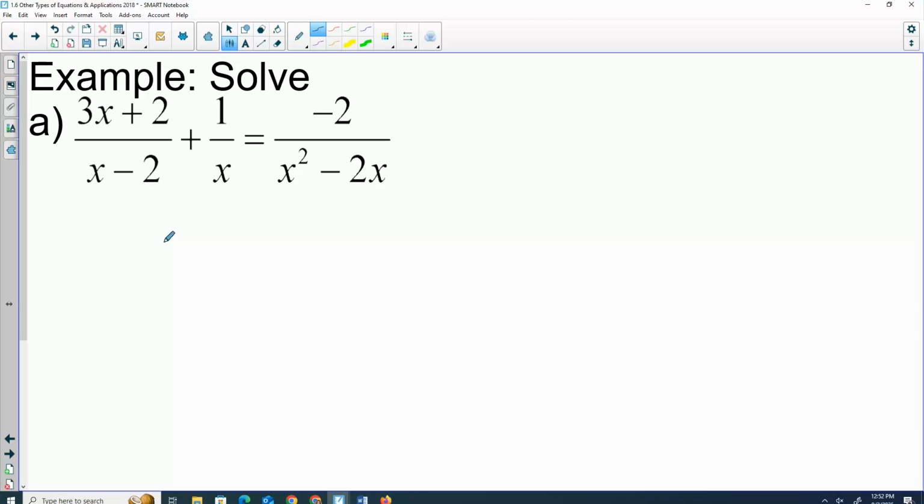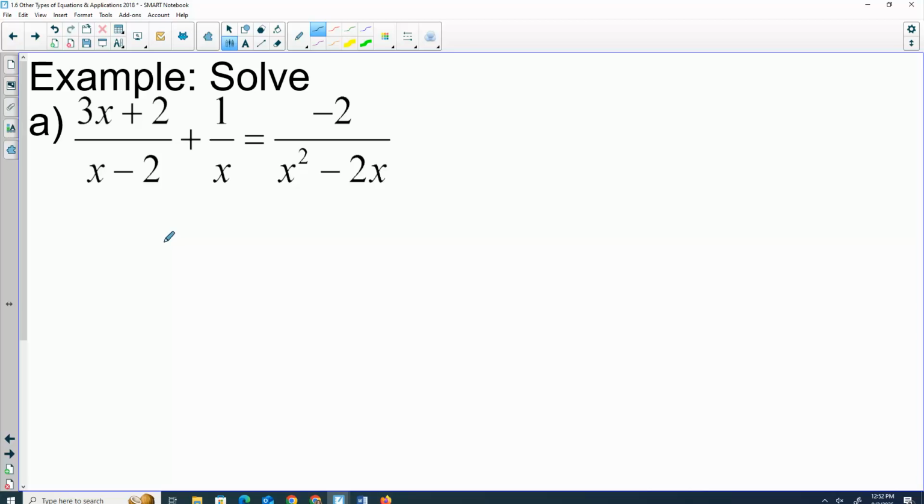X squared minus 2x. Right, we have exponents in it. We could multiply by all of these things. But I really don't want to multiply by an x minus 2, an x, and an x squared minus 2x. Because I'm going to end up doing a lot of FOILing. I'm going to end up with a massive polynomial to set equal to 0 and solve.